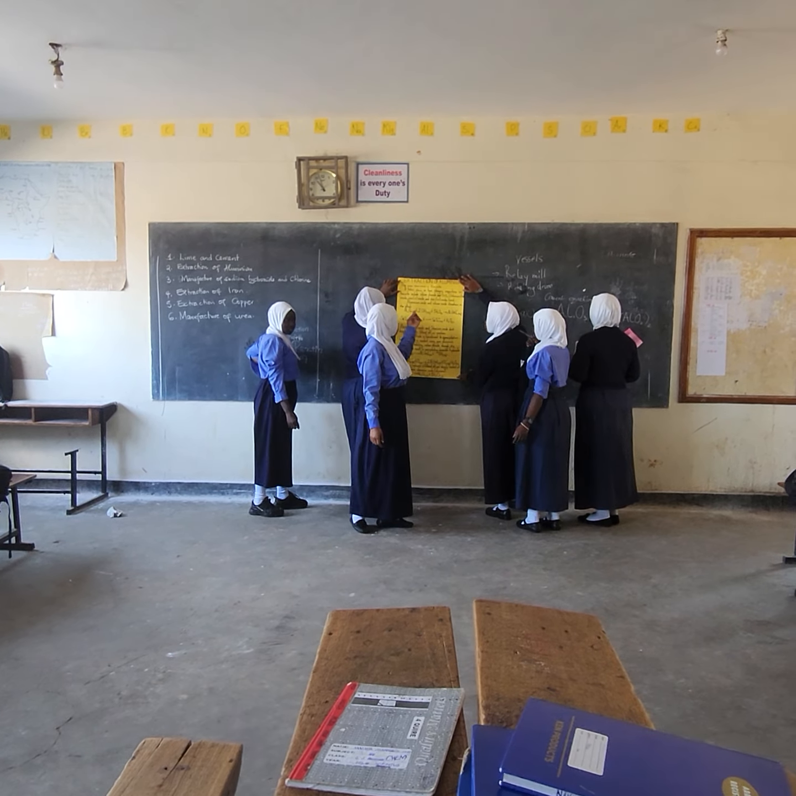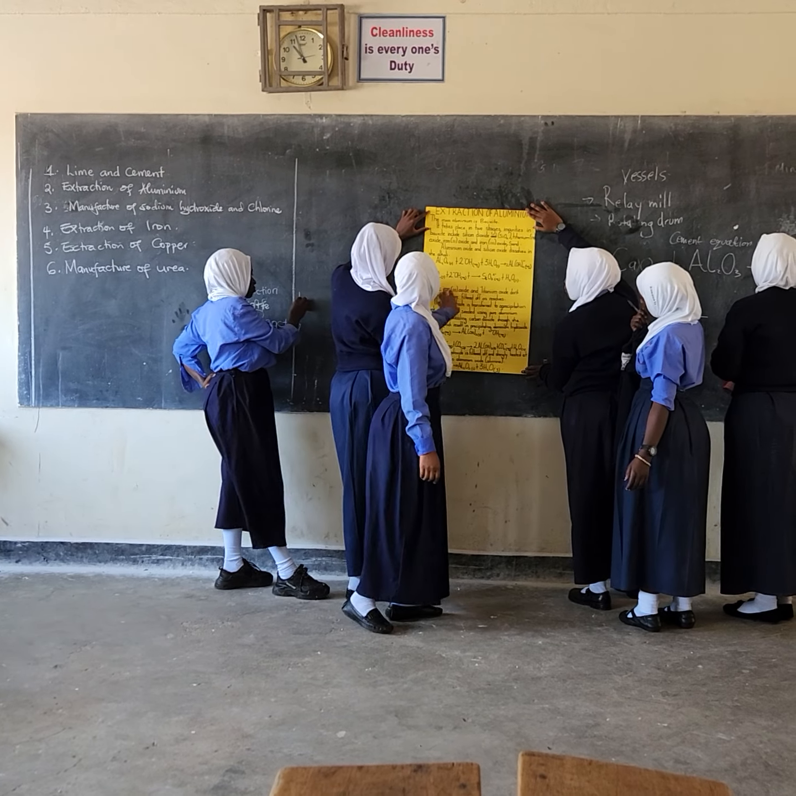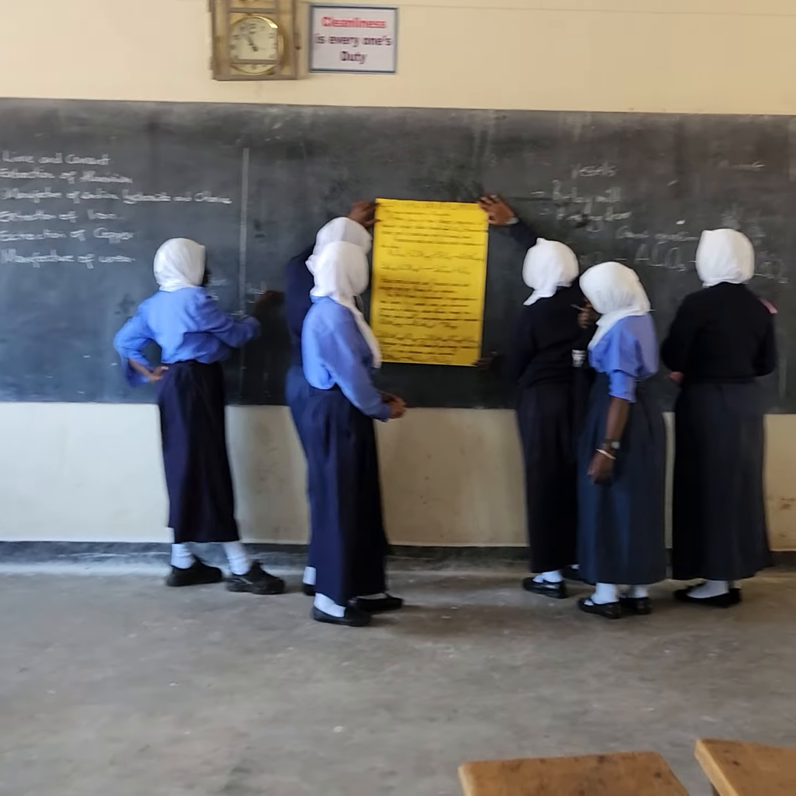The presentation is about the extraction of aluminum. The main ore of aluminum is bauxite. It takes place in two stages.